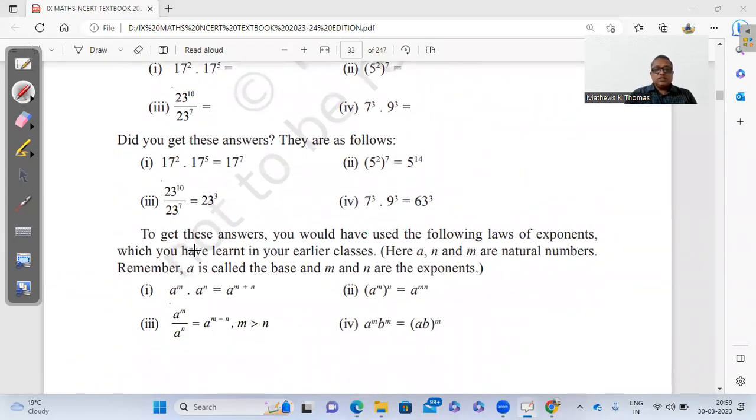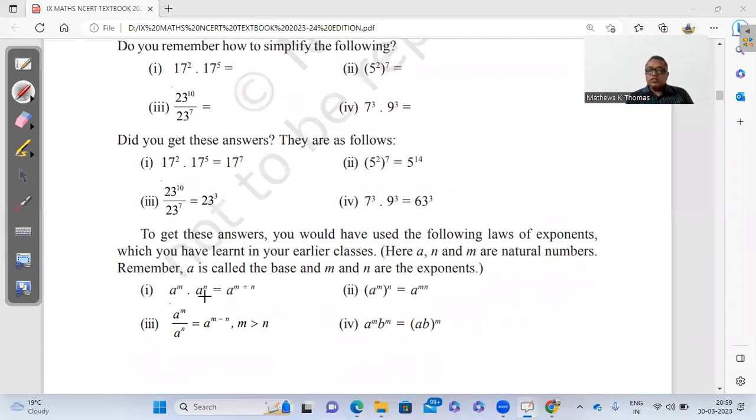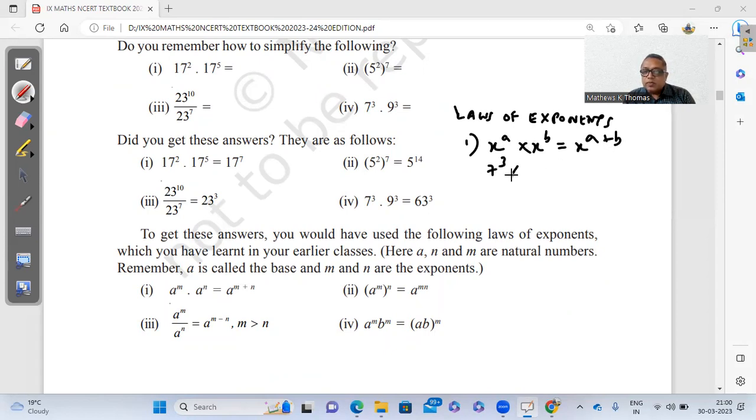The first rule says that if you are having two numbers with the same base and you're multiplying them, then the powers get added. So rule number 1 in the laws of exponents, right? The first rule you can write down is x to the power a into x to the power b is x to the power a plus b. That means if you are having two numbers and you're multiplying them and they're having the same base, then the powers get added. So suppose we are having 7 to the power 3 into 7 to the power 2. This will become 7 to the power 3 plus 2, that is 7 to the power 5, right? We are just adding the powers.